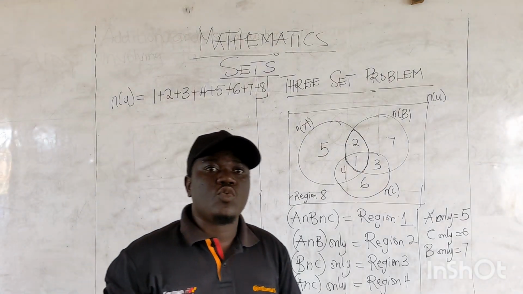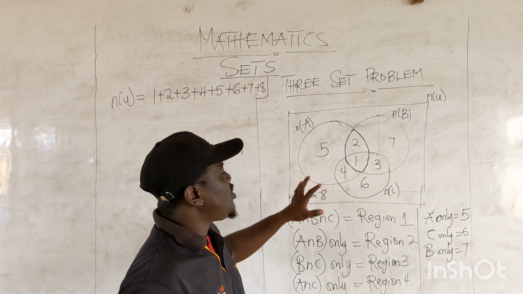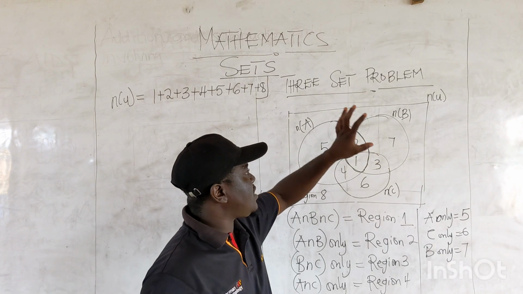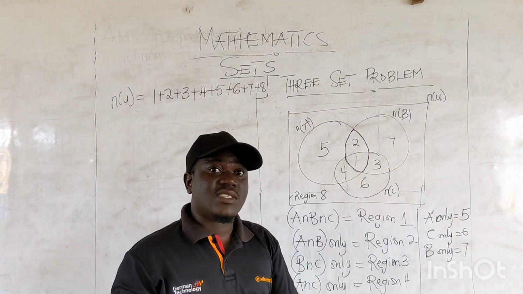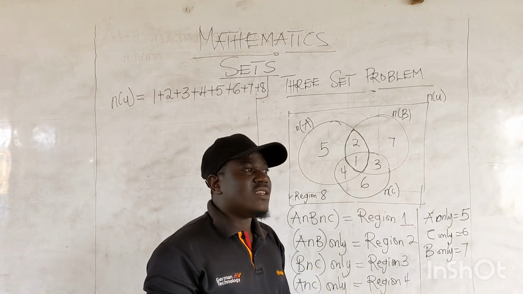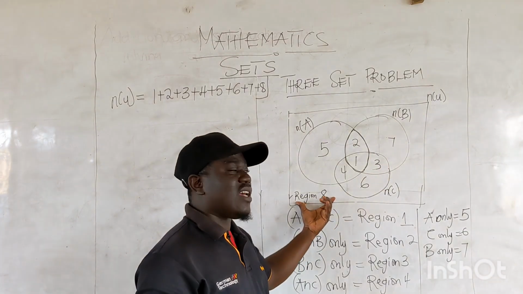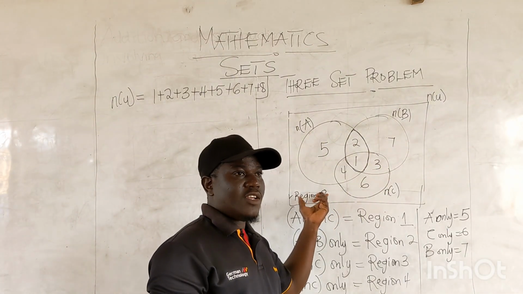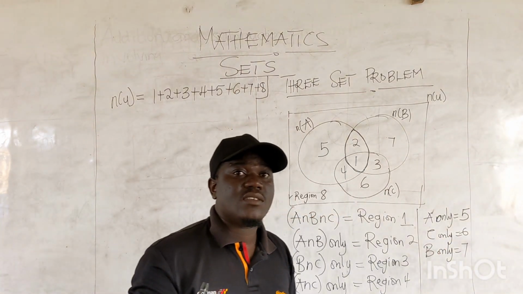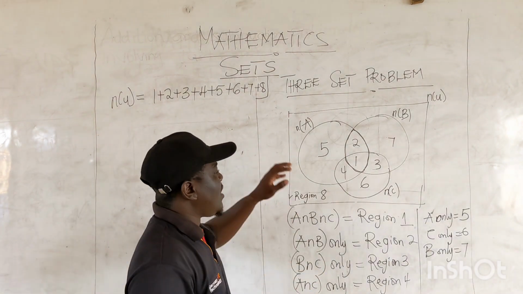Now region 8 has to do with the number of people or the set of people that did not belong to any of the 3 sets under review. They don't belong to set A, they don't belong to set B, they don't belong to set C. However, they belong to the universal set. So all those members that are not in A, B, and C, but they are in the universal set, are those that find themselves in region 8. And so we can say region 8 is A union B union C, all complement. You understand? A union B union C, all complement. That is region 8.